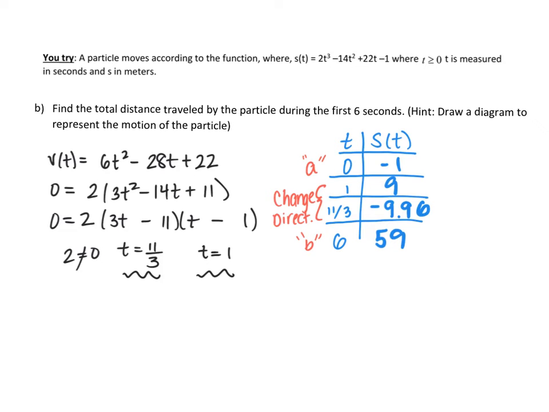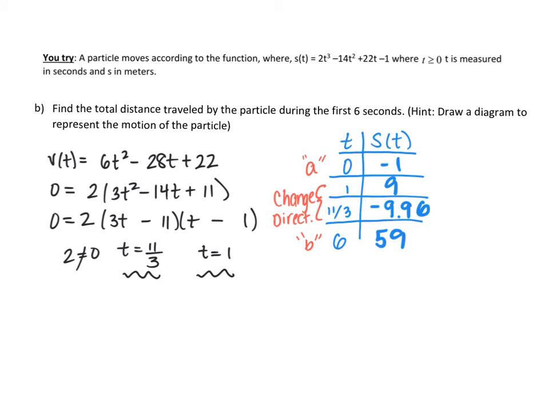Okay, so to find the total distance, we first have to find where the velocity is equal to 0. So first I found the velocity by taking the derivative of s of t. Then I set it equal to 0. I factored out a 2, and then I factored the trinomial. I used guess and test, and I got 11 thirds and 1. So this is where we're changing direction.